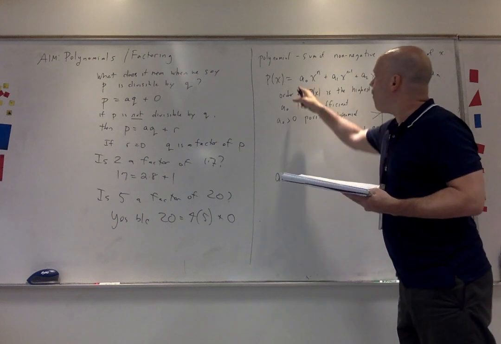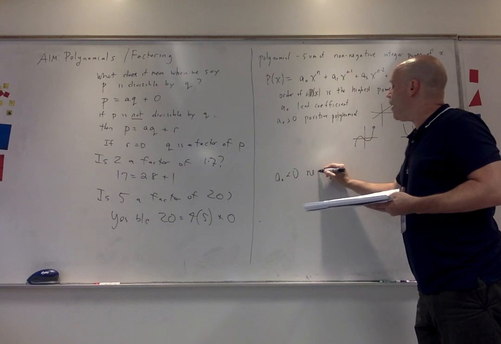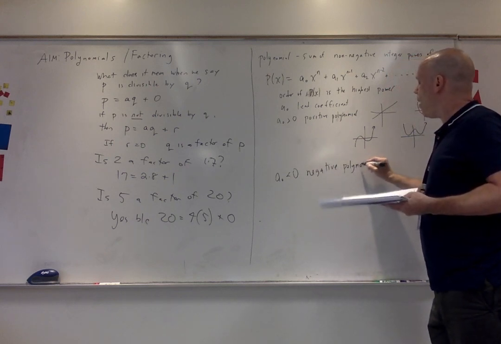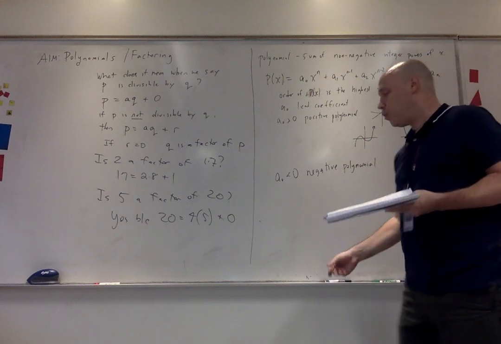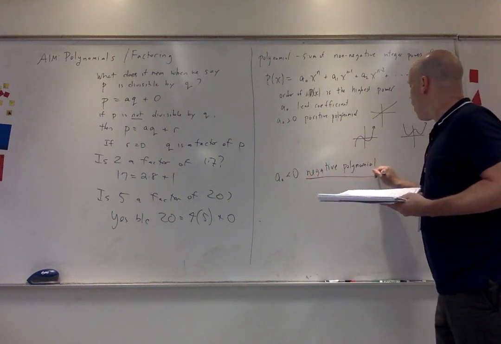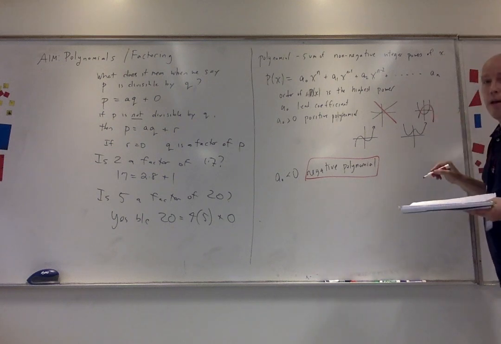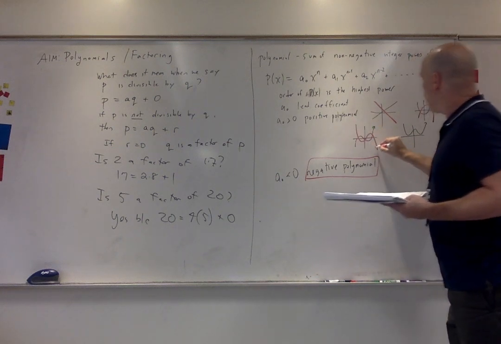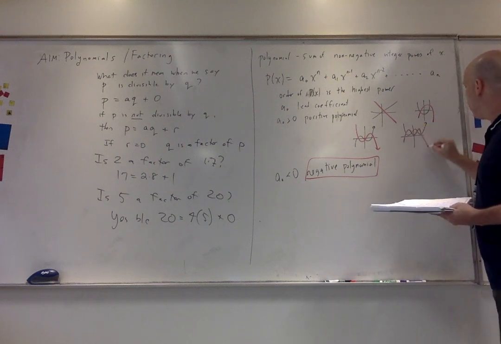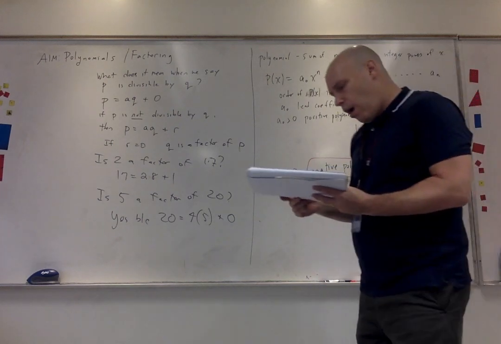If the lead coefficient of your polynomial is negative, then we have a negative polynomial. Because I'm lazy, I'm just going to do this in red. A negative polynomial has negative slope. That's a frown, a curve that goes off to negative infinity. So these are the negative polynomials.